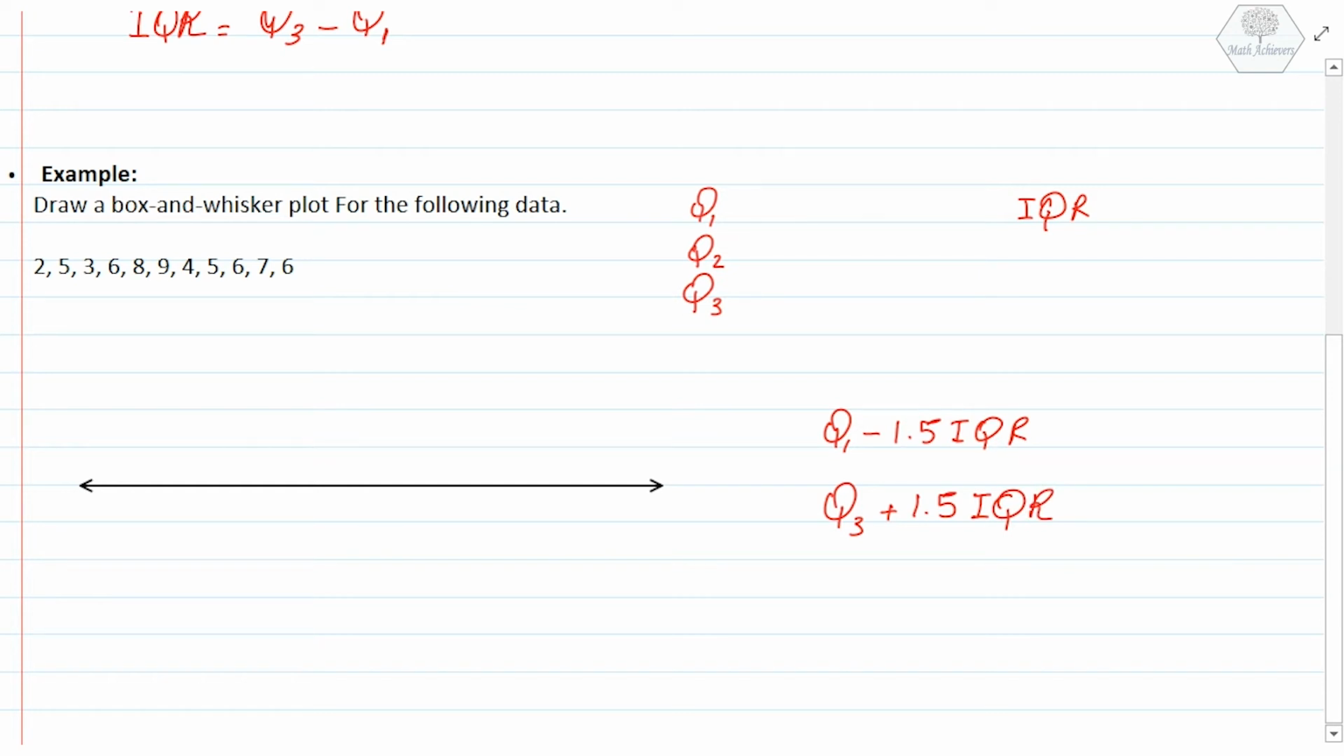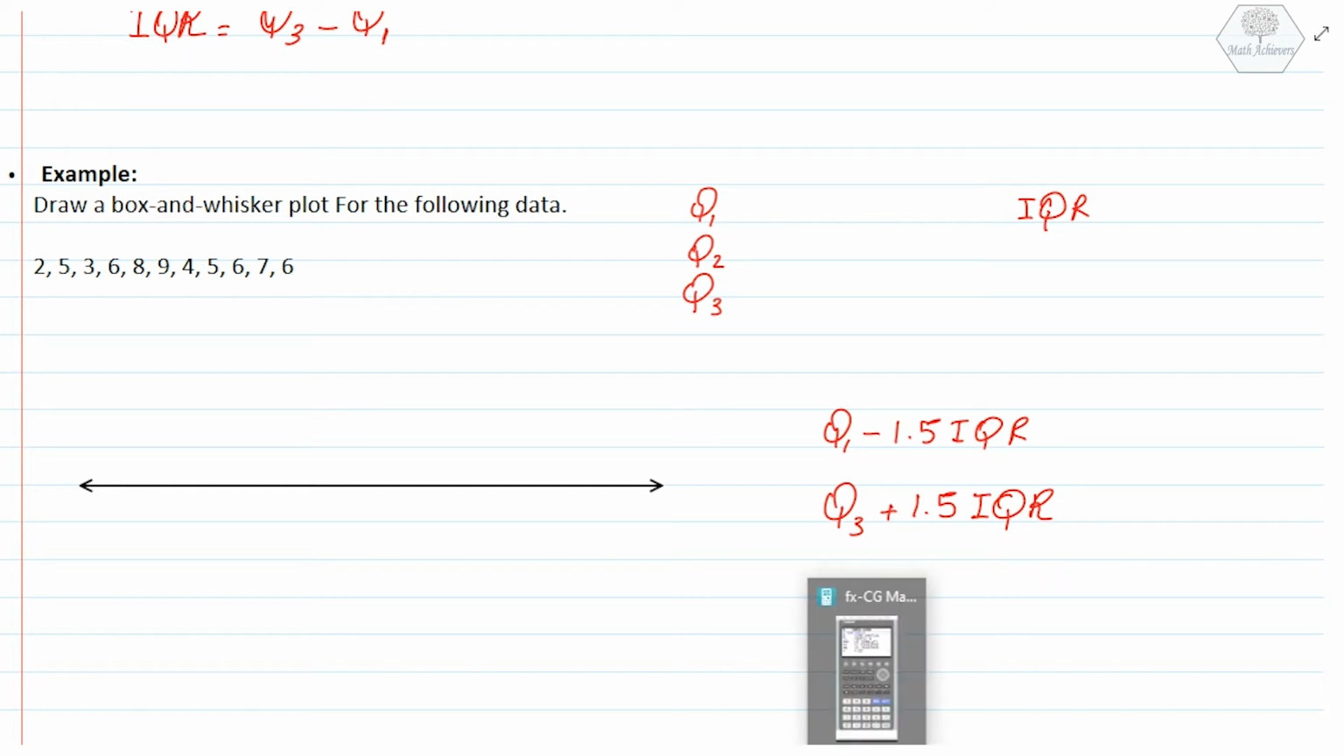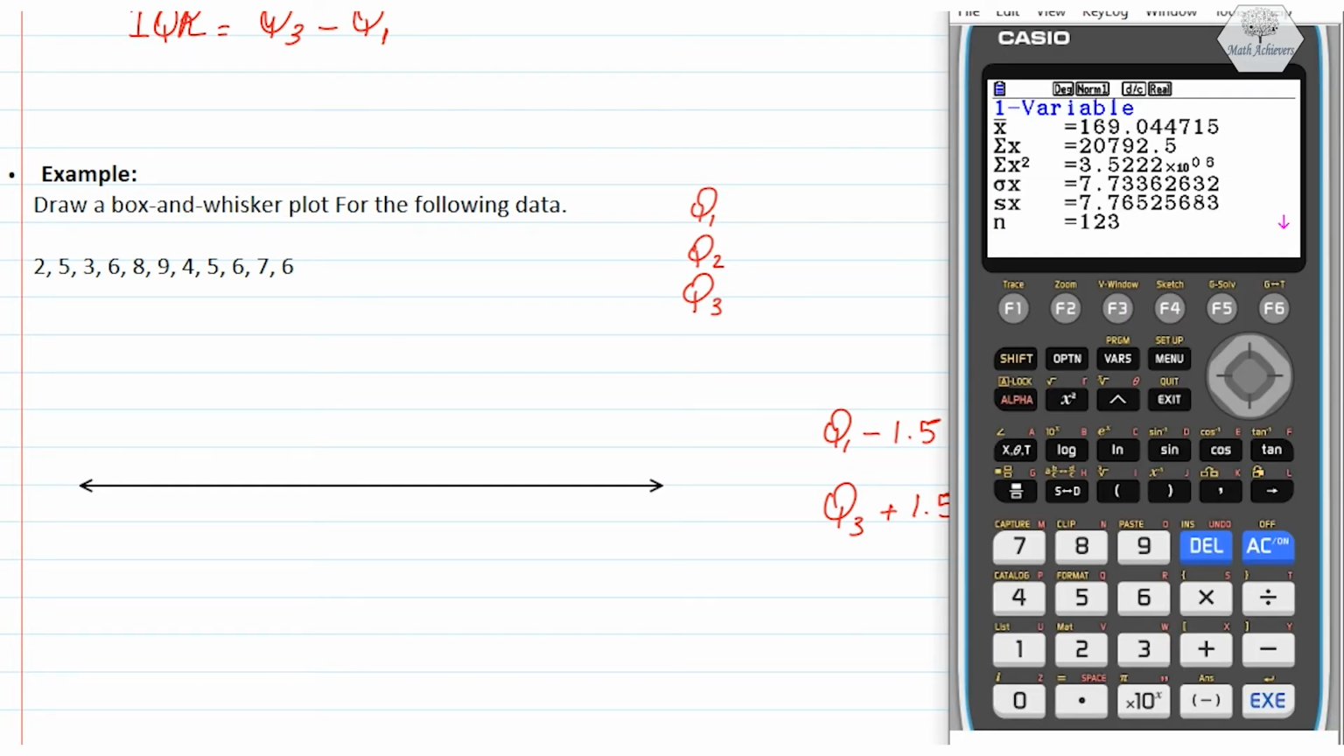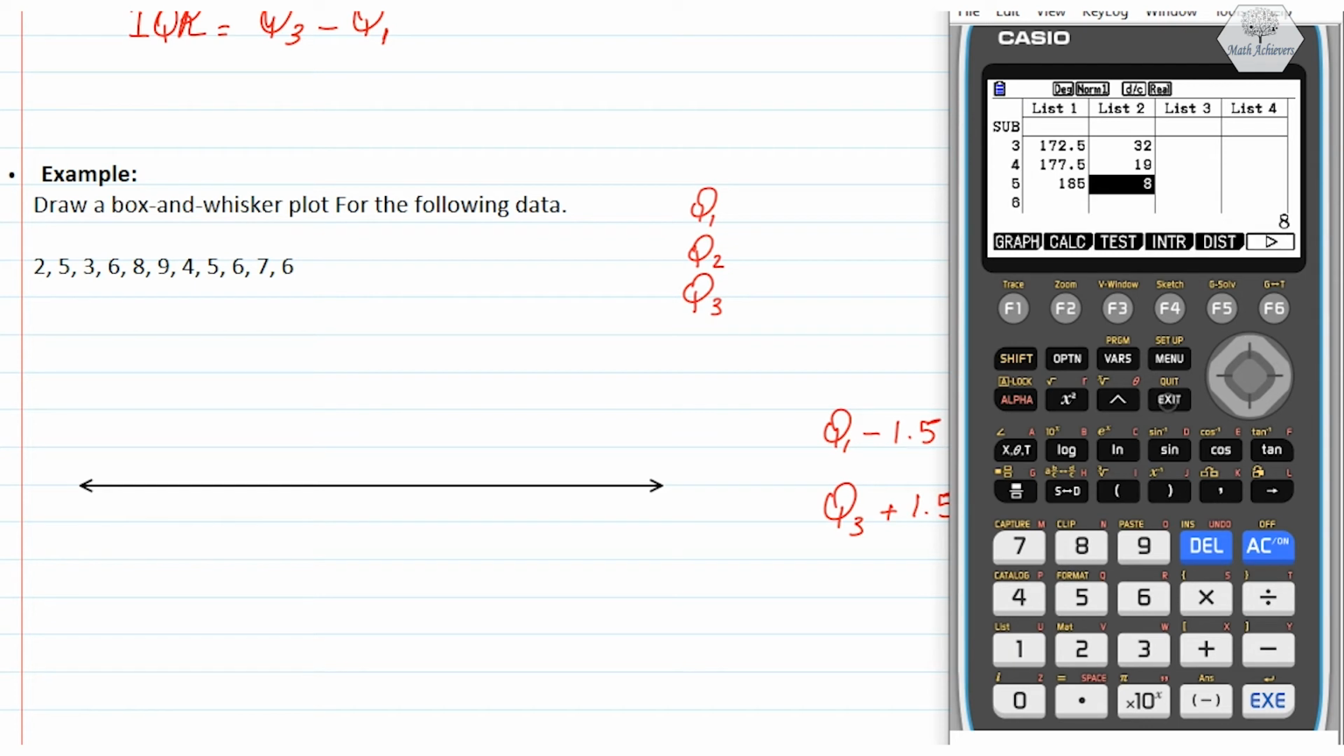Let's use our graphical display calculator to find the quartiles and the median. We go to exit, and we have to delete all the lists, delete all. So we fill in the values. This is 2, 5, 3, 6, 8, 9, 4, 5, 6, 7, and 6.